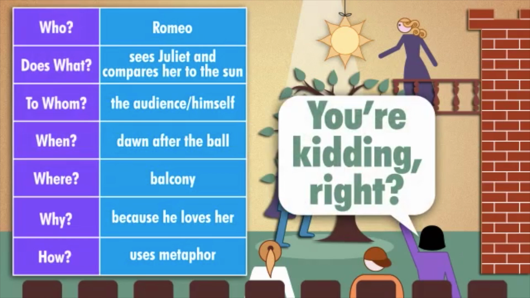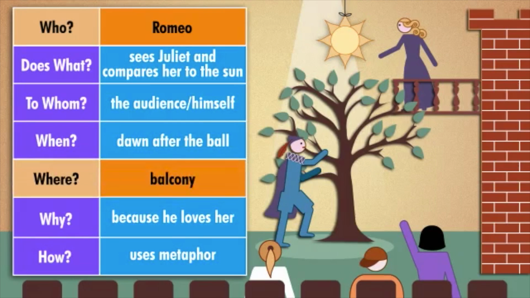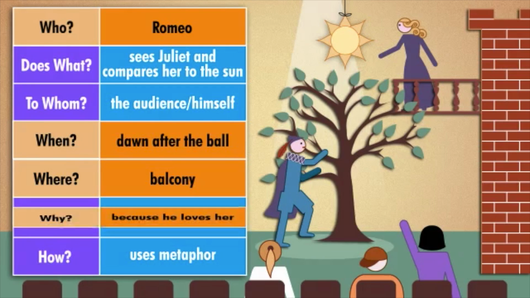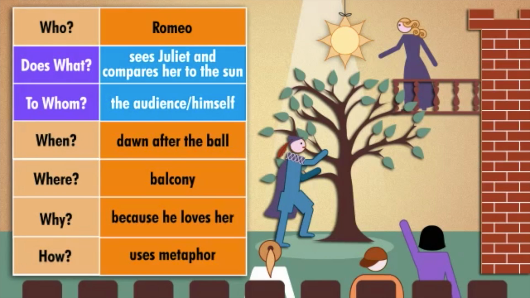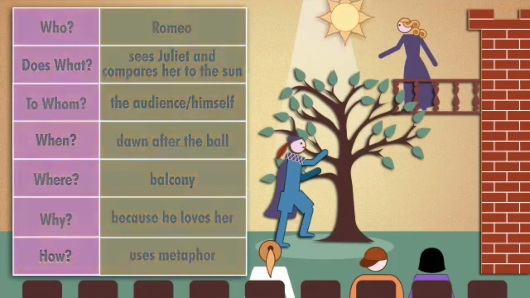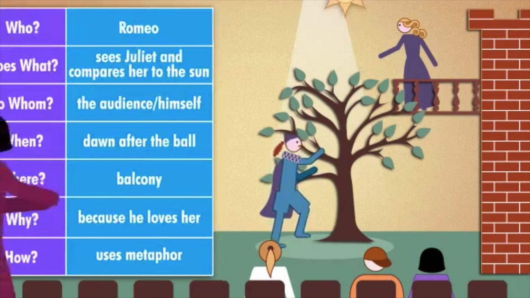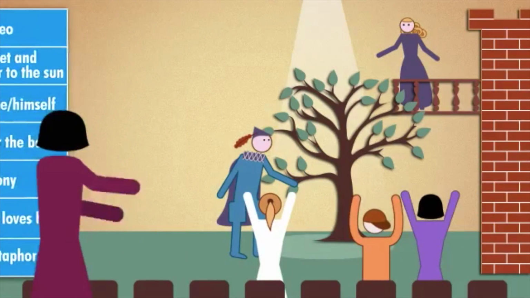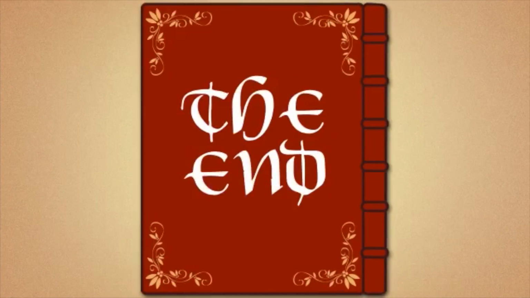You're kidding, right? Romeo sees Juliet on her balcony at dawn after the ball, and because he loves her, he uses metaphor to compare her brilliant beauty to the sun as she transforms the night into day. With practice and good feedback from you and their peers, students will be able to write a solid one-sentence summary that demonstrates their understanding.